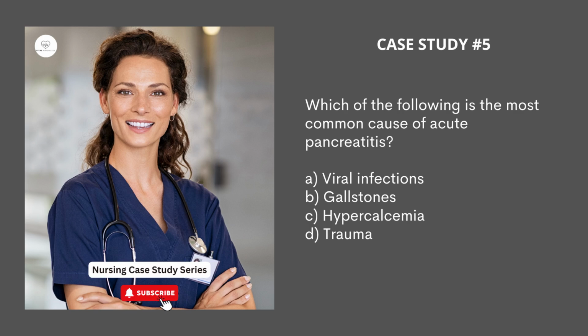Which of the following is the most common cause of acute pancreatitis? Is it A, viral infections, B, gallstones, C, hypercalcemia, or D, trauma? The answer here is B, gallstones. Gallstones are the most common cause of acute pancreatitis, especially in women.